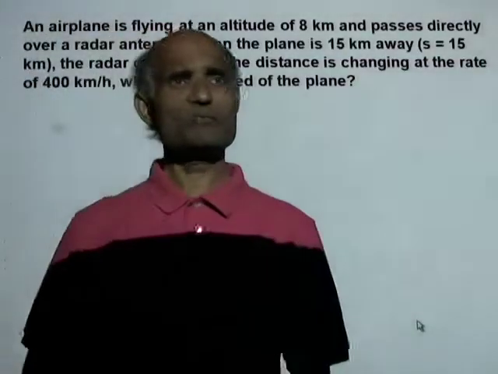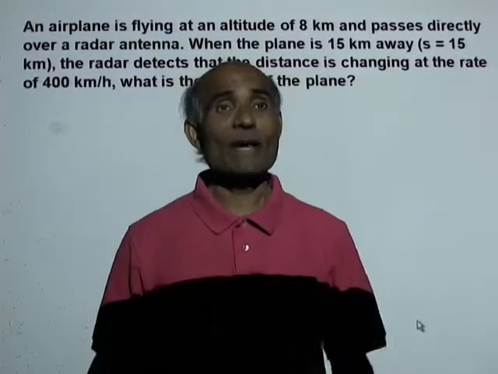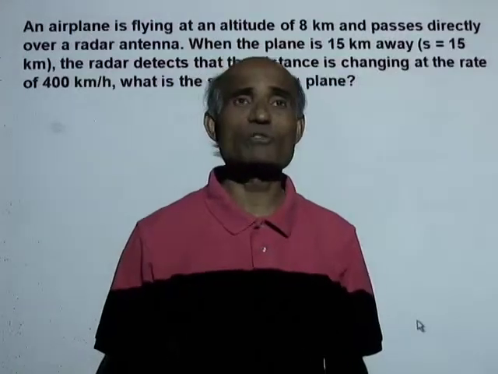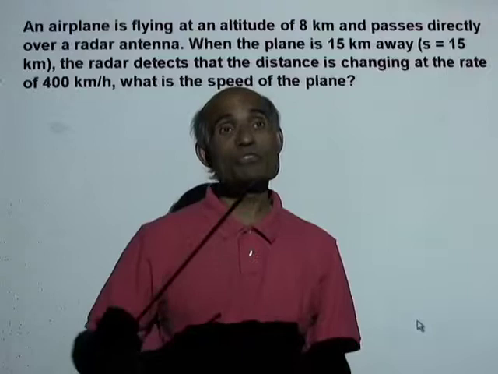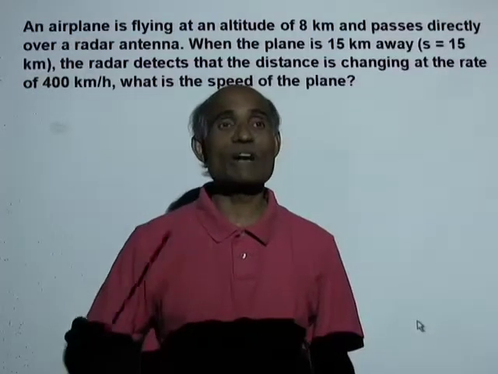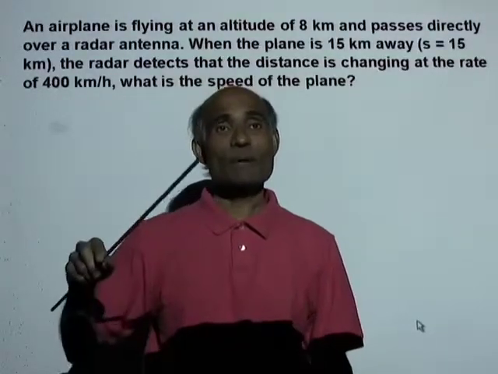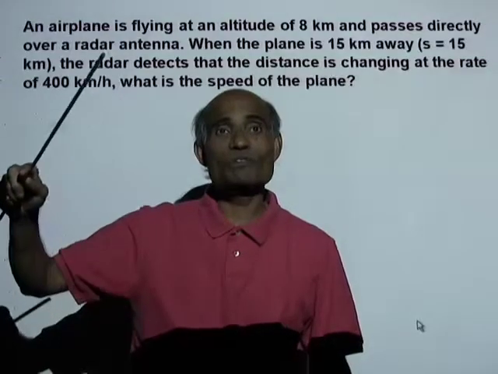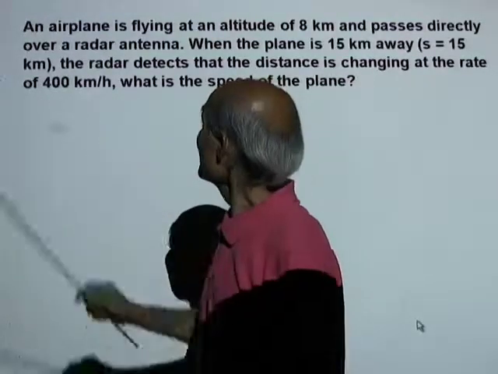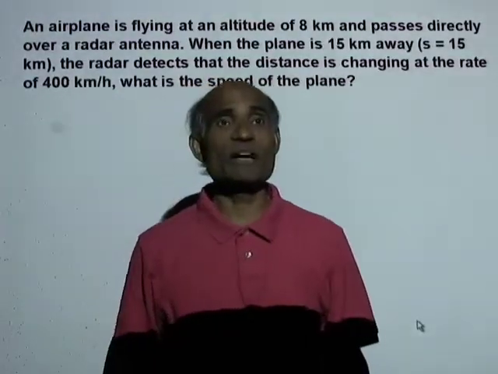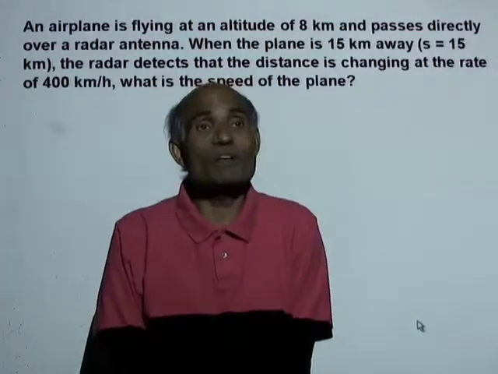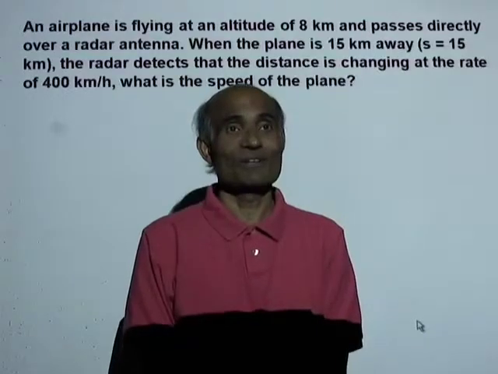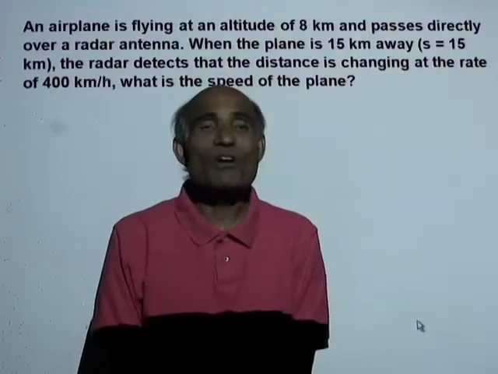All right, let's try this problem. An airplane is flying at an altitude of 8 kilometers and passes directly over a radar antenna. When the plane is 15 kilometers away, the radar detects that its distance is changing at the rate of 400 kilometers per hour. What is the speed of the plane?